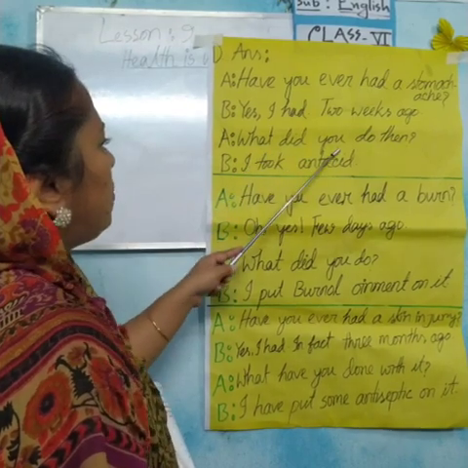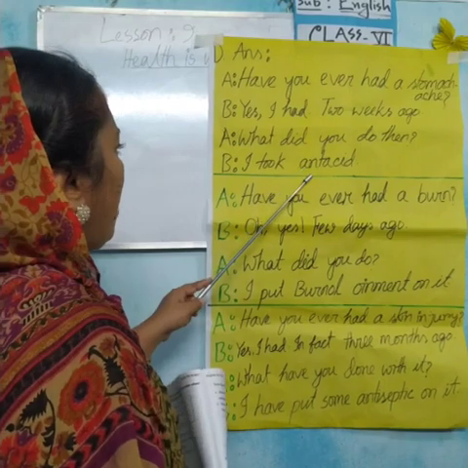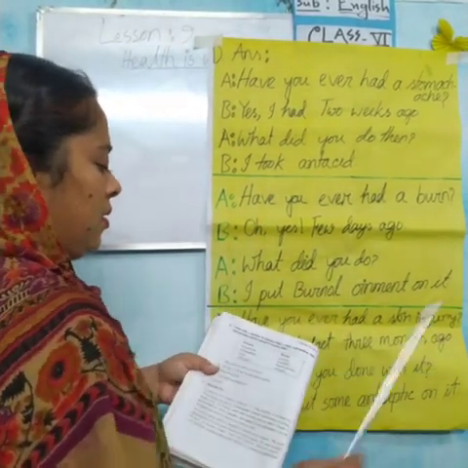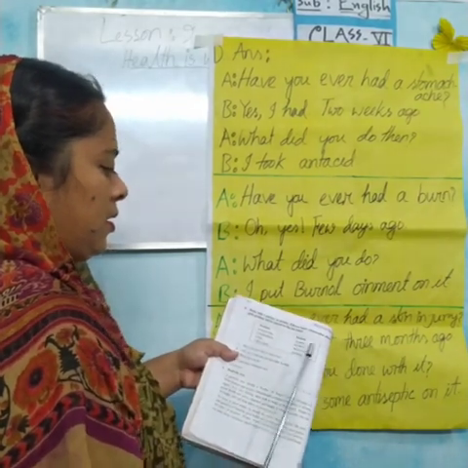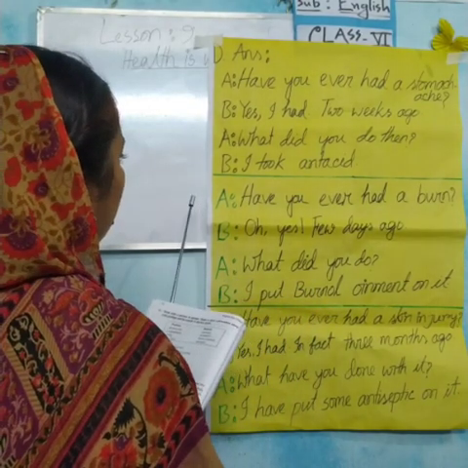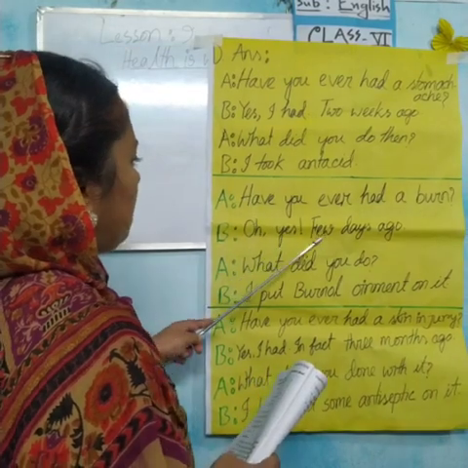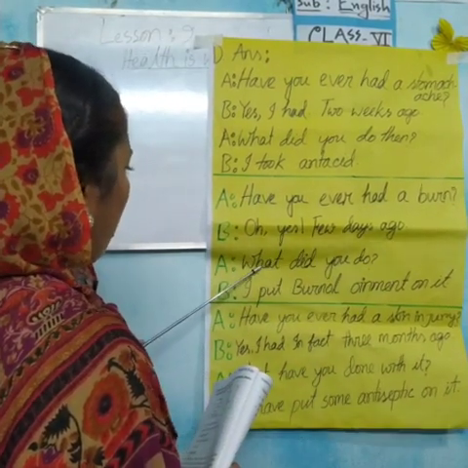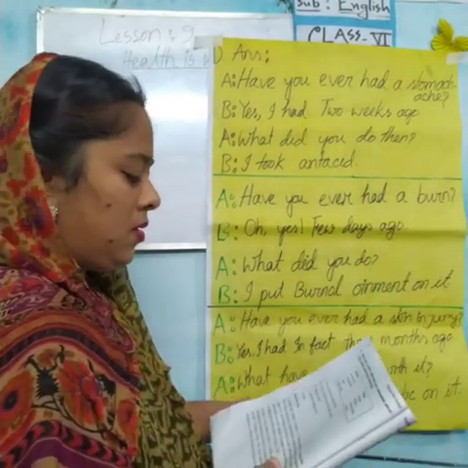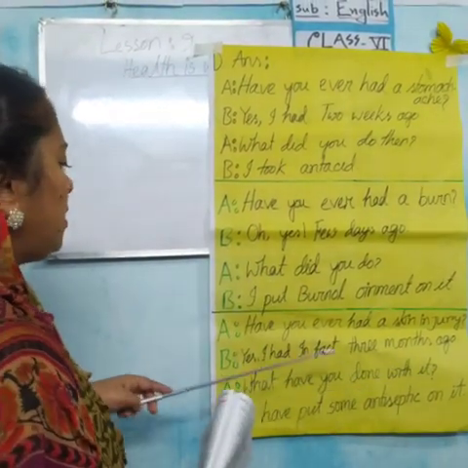A: What did you do then? B: I took antacid. For the remedy we have to take from this chart. Have you ever had a burn? Oh yes, a few days ago. What did you do? I put Burnol ointment on it. We have to choose the remedy from this chart, my dear students.